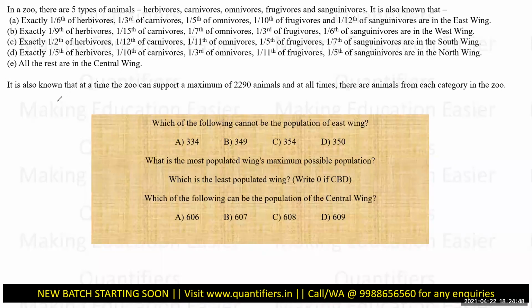Now, I am given some ratios: one-sixth of herbivores are here, then one-ninth of herbivores are here, and then one-half of herbivores are here. I am only given this allocation and nothing else. And then I am given that a maximum total of 2290 animals are there at all times.